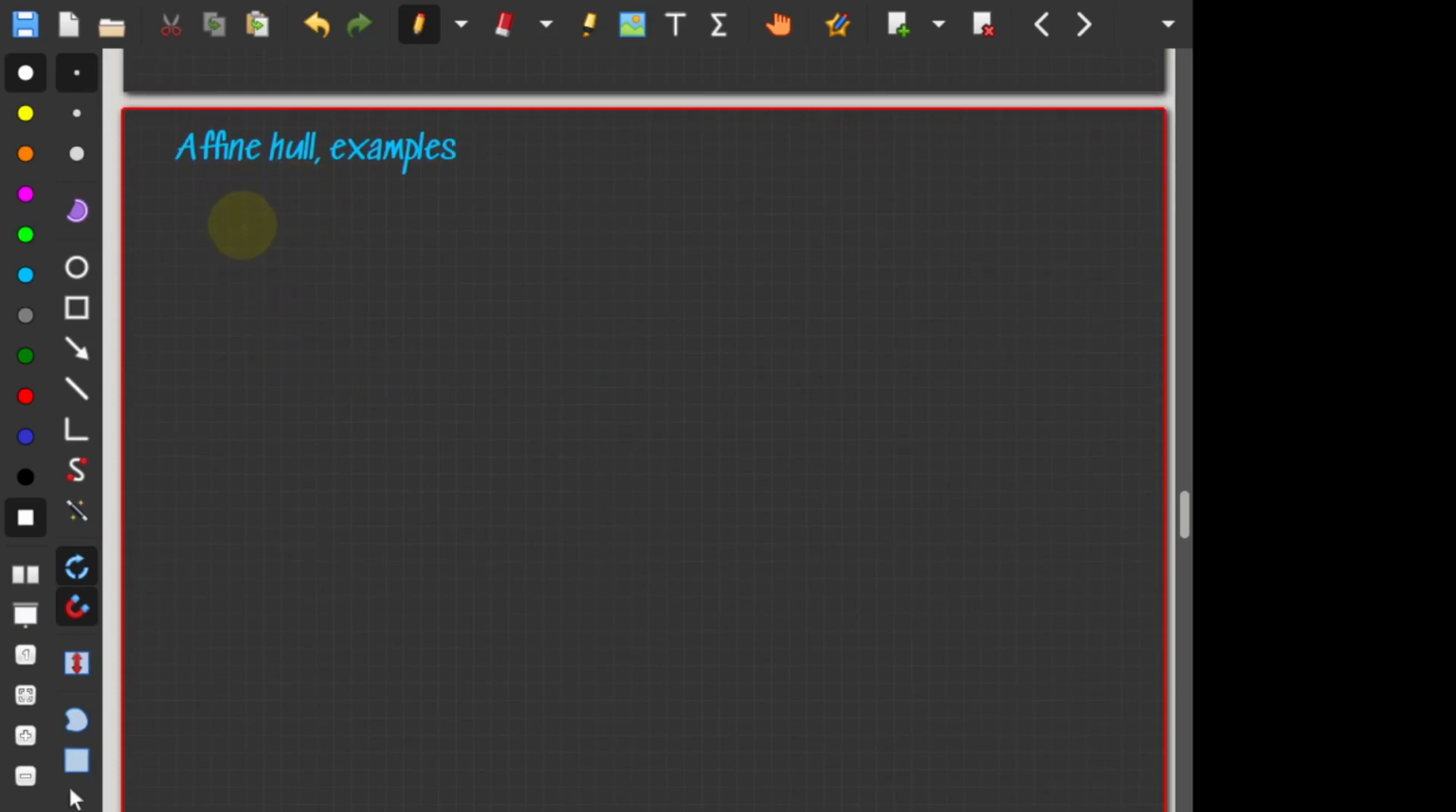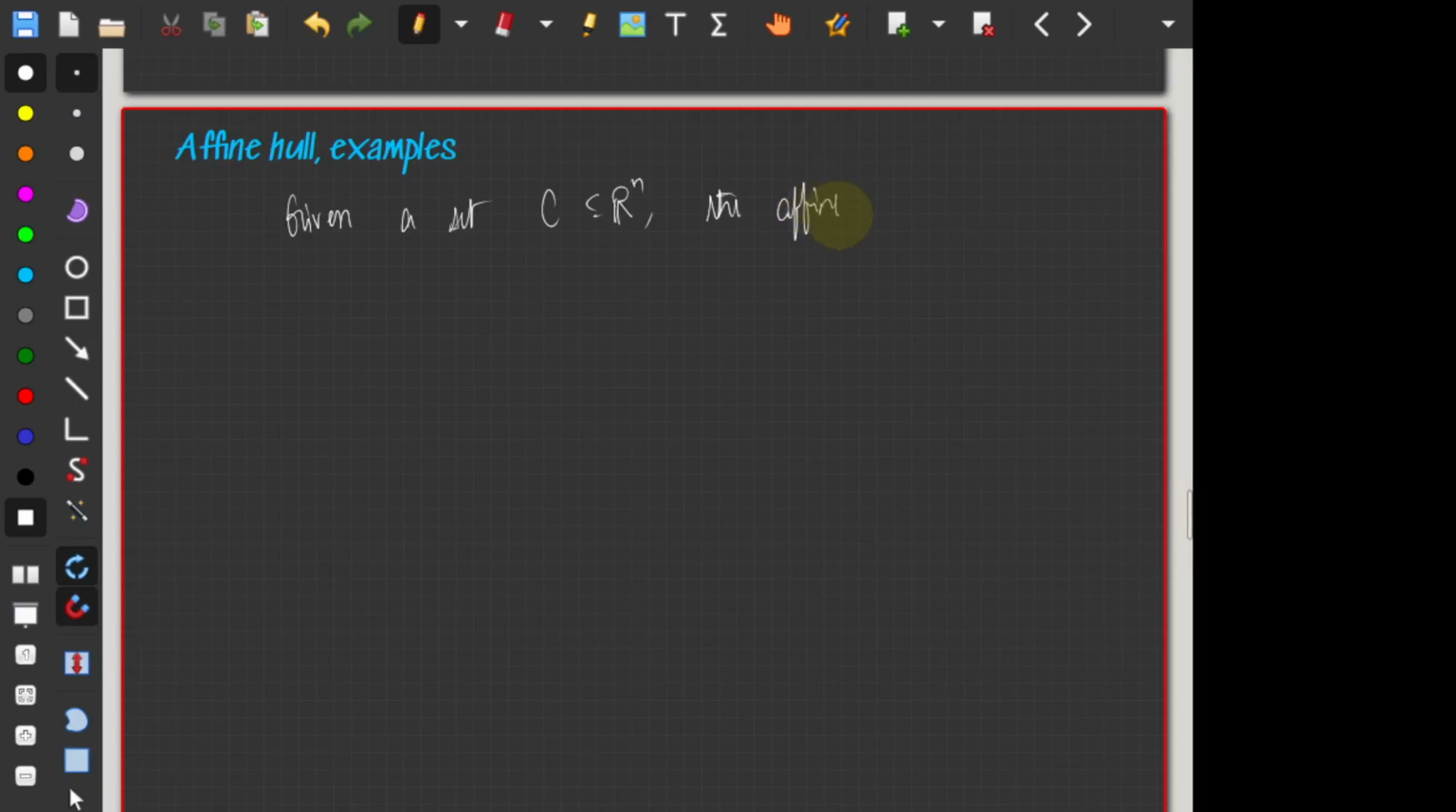So similarly, we define this notion of an affine hull. So given an arbitrary set, what is the smallest affine set which contains this particular set? So given a set, let's call it C, the affine hull is basically the set of all affine combinations from C.